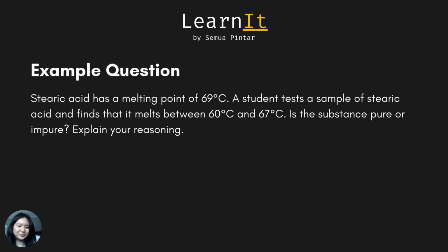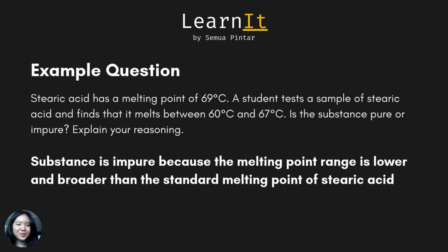Okay, so the answer is the substance is impure because the melting point range is lower and broader than the standard melting point of stearic acid. So it's actually mentioned here in the question already. Stearic acid has a melting point of 69, but the sample has the range of 60 to 67, which is lower than what we've known of stearic acid's melting point. So therefore, the sample of substance is impure.